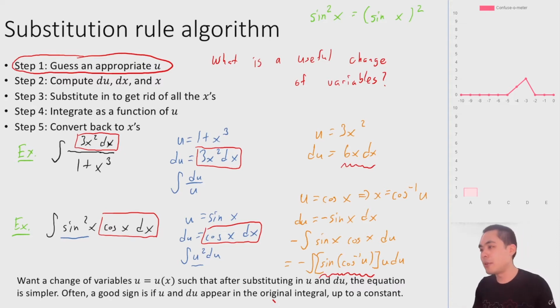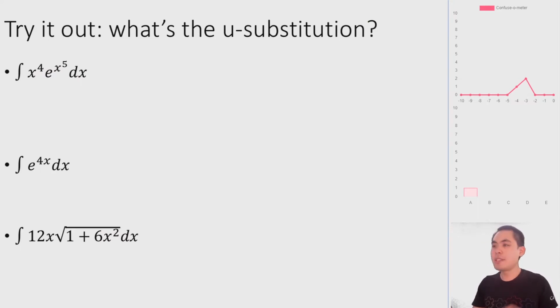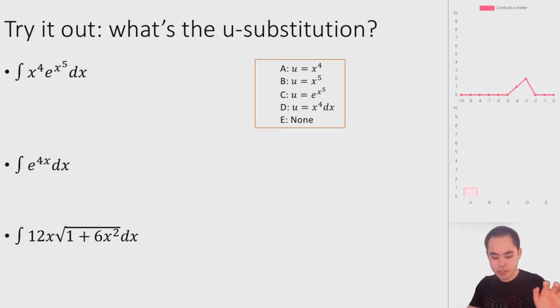So let's try that out. So this is the basic idea. What is the u-substitution? Let's do this for this first one here. So what would you guess is the u-substitution? Is it x to the fourth, this piece on the left? Is it x to the fifth, the stuff in the exponent? Is it e to the x to the fifth? Is it x to the fourth?